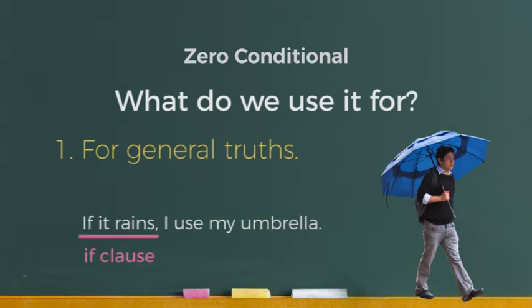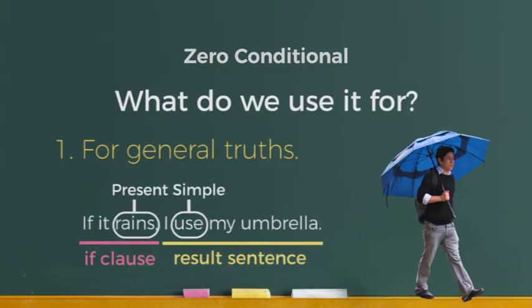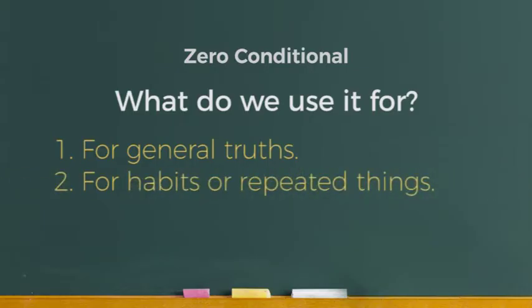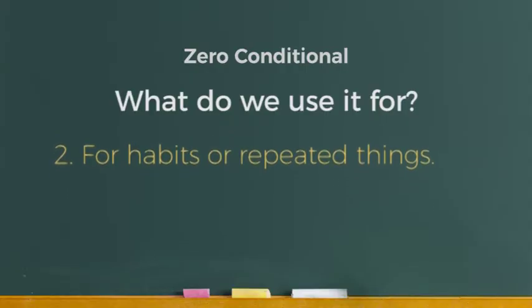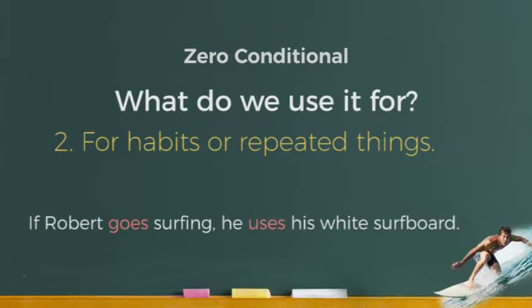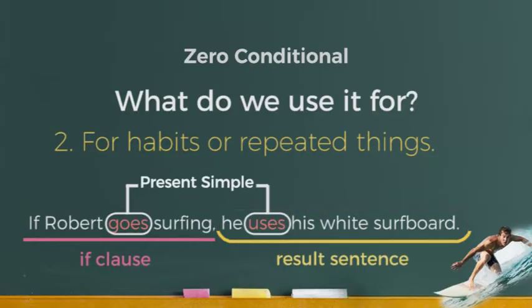Now remember, the verbs are always in present simple. Here we see rains in the if clause and use in the result sentence. The second use of the zero conditional is to talk about habits and things that happen again and again. Let's look at another example. If Robert goes surfing, he uses his white surfboard. The if clause is if Robert goes surfing, and the result sentence is talking about the habit that Robert has of using the white surfboard.